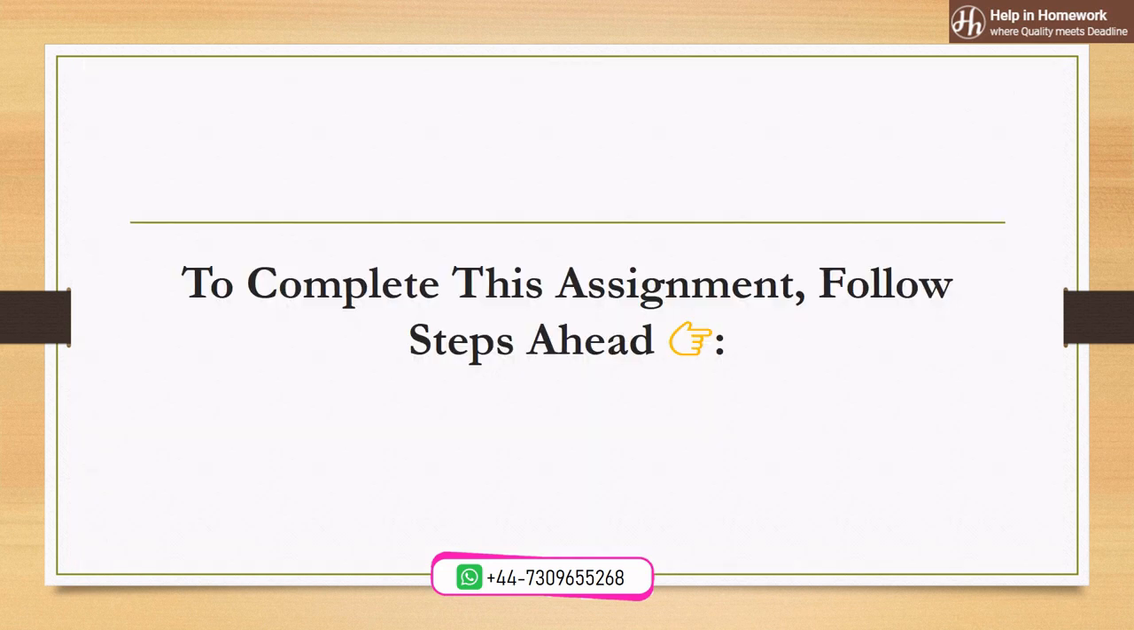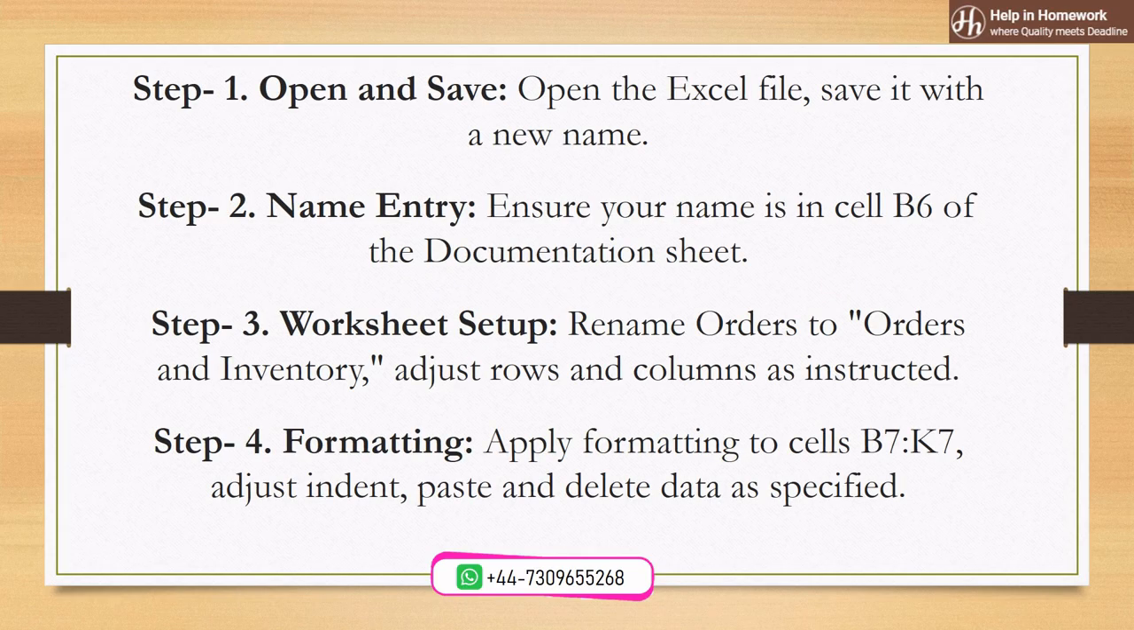To complete this assignment, follow these steps. Step 1. Open and save. Open the Excel file, save it with a new name. Step 2. Name entry, ensure your name is in cell B6 of the documentation sheet. Step 3. Worksheet setup, rename Orders to Orders and Inventory, adjust rows and columns as instructed.